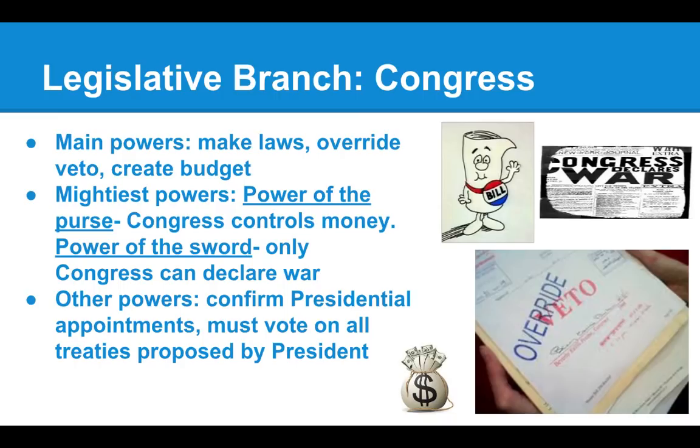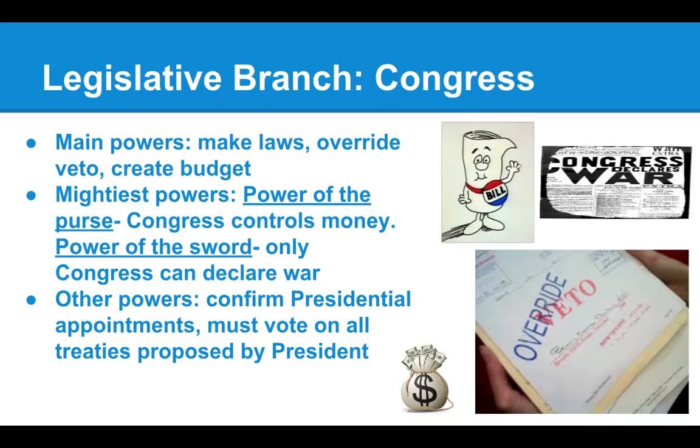And the legislative branch, Congress, also creates our country's budget, which, let me tell you, is a complex, complicated thing in recent years, right? The government has sometimes had to shut down because Congress couldn't figure out the budget quite right. Their mightiest power, so like their most important power, you could say, is the power of the purse, right? They control the money, they control where the money goes.